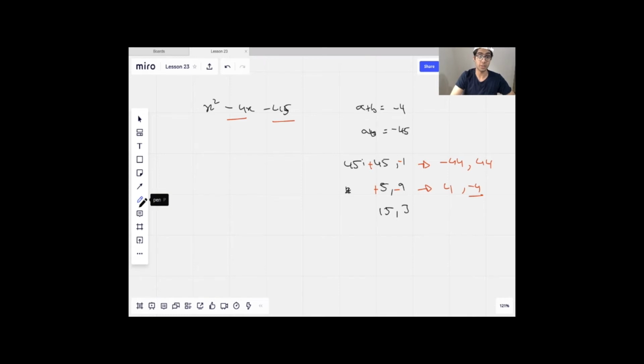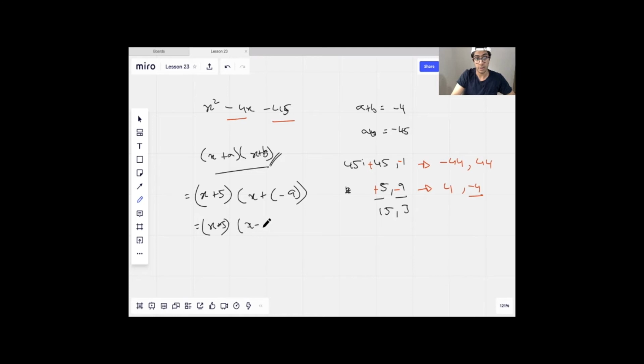So we can factorize this. Remember, it'll be in the form of x plus a and x plus b. That's the form we're looking at. In this case, a can be plus 5, and b can be minus 9. So it equals x plus 5, brackets, and then x plus minus 9, which is x plus 5, then x minus 9. And there it is.